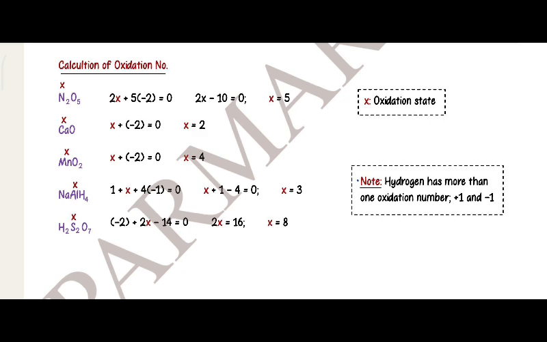NaAlH4: 1 plus x plus 4 times minus 1 equals 0, that is x plus 1 minus 4 equals 0, so x is 3. H2S2O7: 2 plus 2x minus 14 equals 0, so 2x is 16 and x is 8. Note: hydrogen has more than one oxidation number, plus 1 and minus 1.